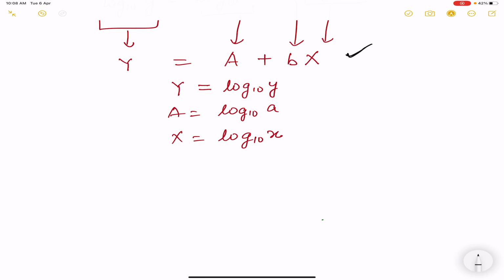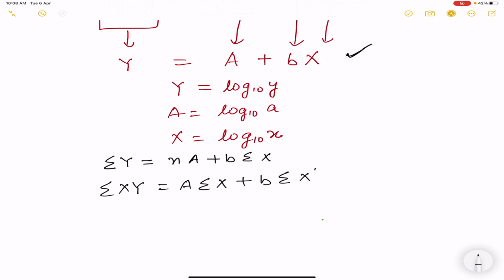The normal equation can be written as sigma y, this we did in the previous lectures also, equal to n capital A plus b sigma capital X, and then sigma capital X Y is equal to A sigma capital X plus b sigma capital X square, where obviously this capital X and capital Y are defined here. So these two are our normal equations, and let us move and solve question number 1.